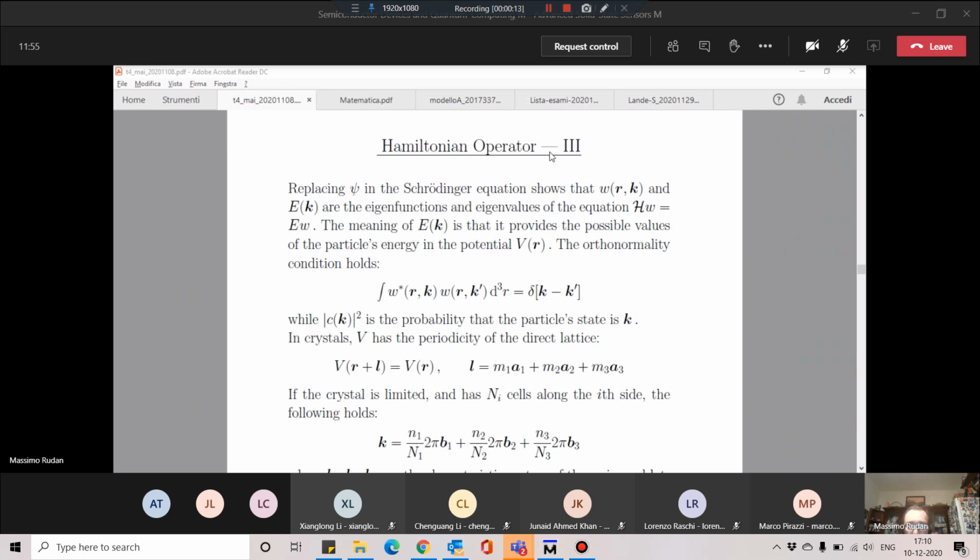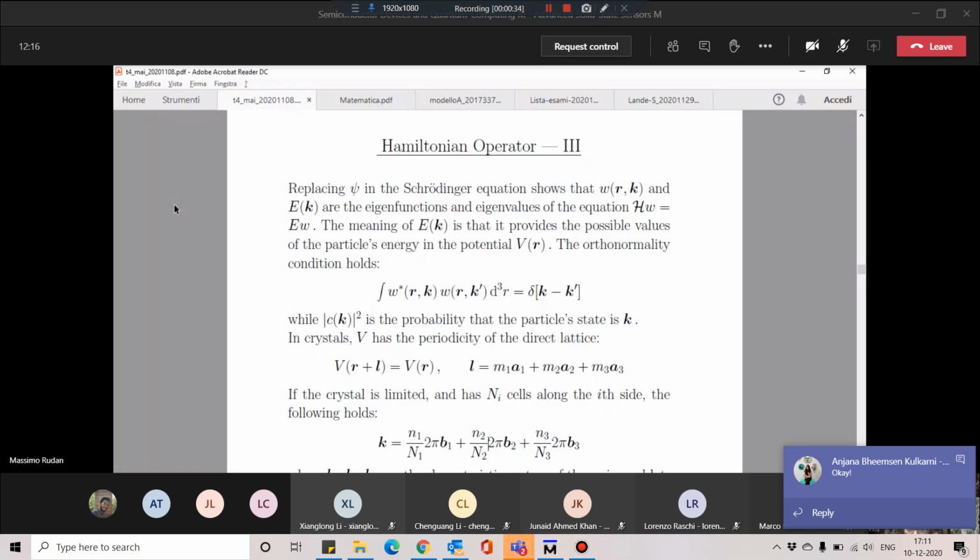And now you should be able to see on the screen a page entitled Hamiltonian Operator 3. And this is the last exercise that we are doing. From tomorrow, we shall start again with the material that is the exam.